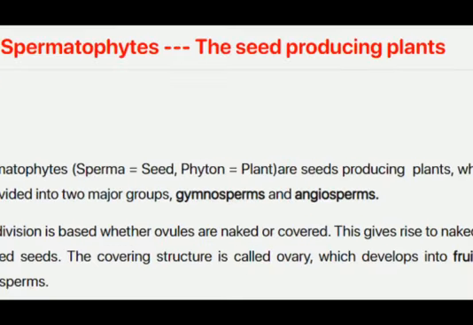Second part of tracheophyte is spermatophytes. Sperma means seed and phyton means plants. We have to say that spermatophytes are those plants which produce seeds, or we have to say that spermatophytes are the seed producing plants. These spermatophytes are divided into two major groups, gymnosperm and angiosperm.